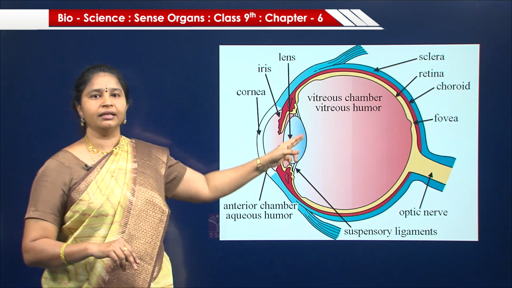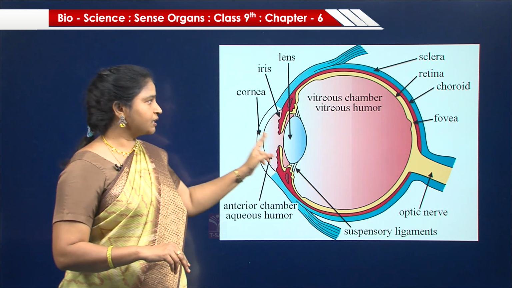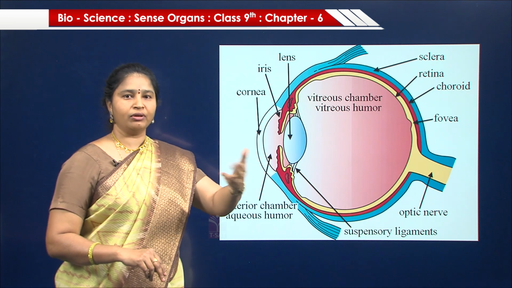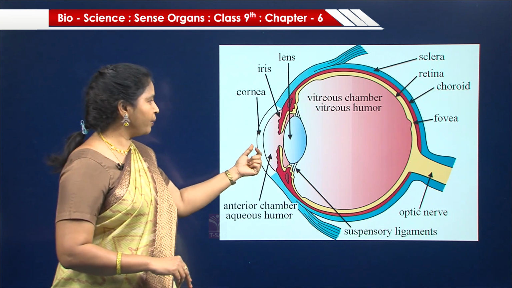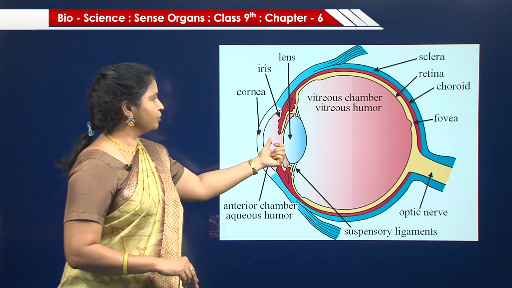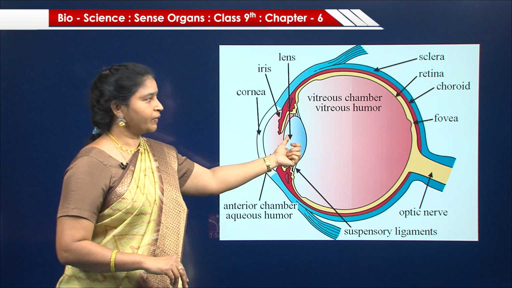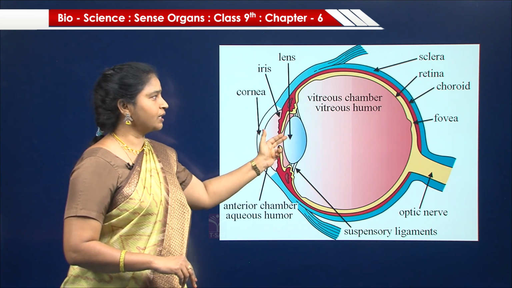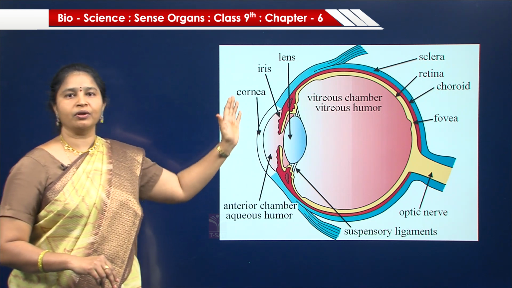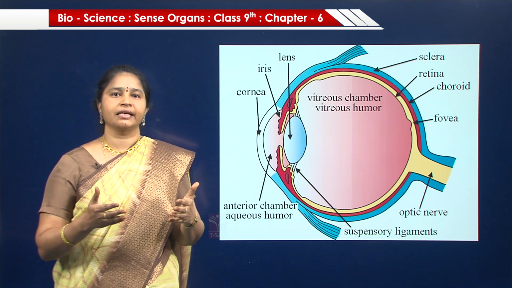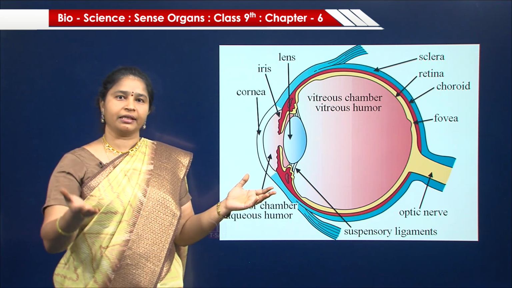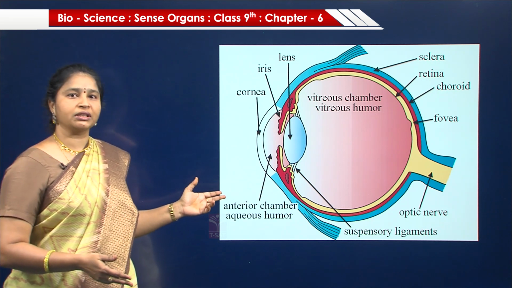So, this is the internal structure of the eye. The important sensory part of the eye which enables us to see the things around us is the retina. You see here the cornea, and behind the cornea you see the iris and the lens. This lens focuses the image on the retina. Retina has sensory receptor cells. Those cells receive the information and convert it into electrical signals. Let us see that process in the video.